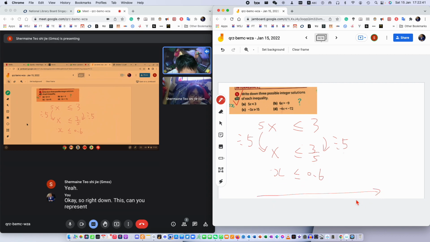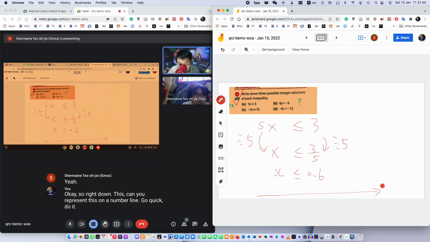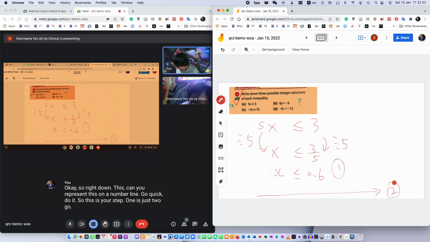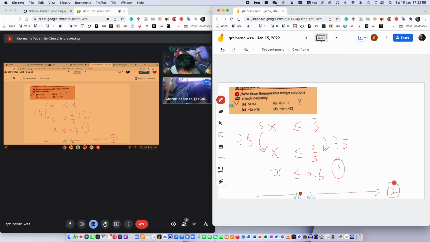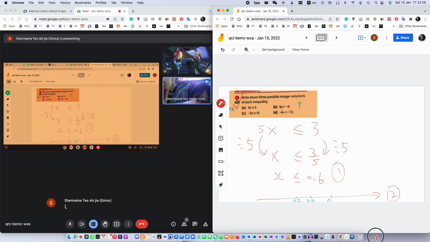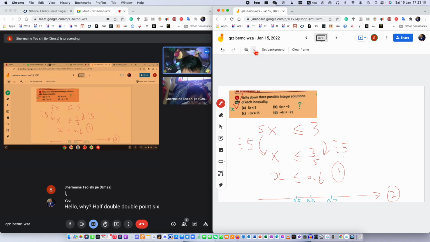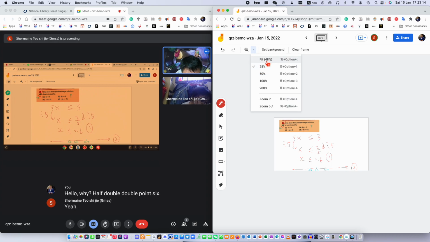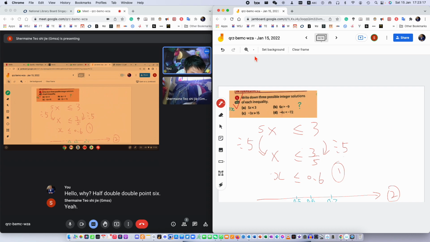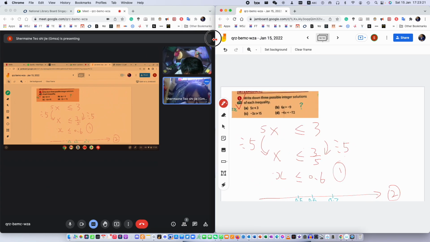Can you represent this on a number line? Quick, do it. So this is your step 1. This is your step 2. Go. Hold on. Double-check 0.6. So solid or hollow? Solid. Why? Because 0.6 is included. Okay, write down the statement.